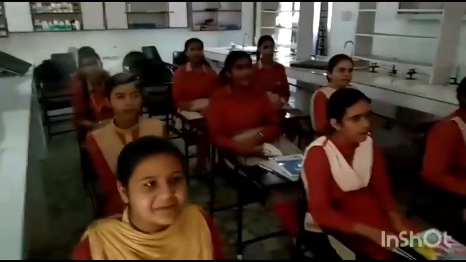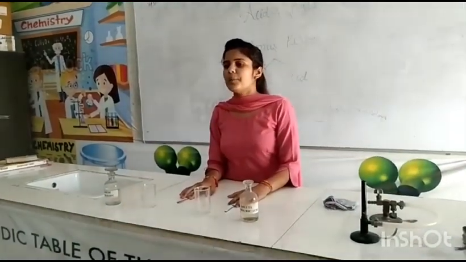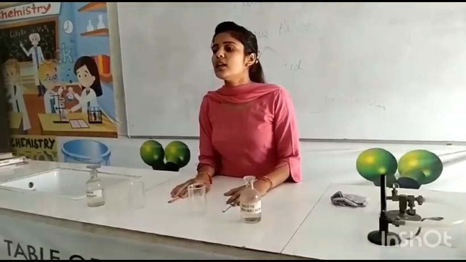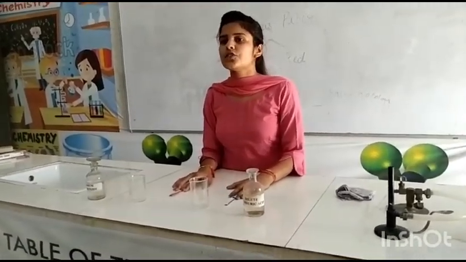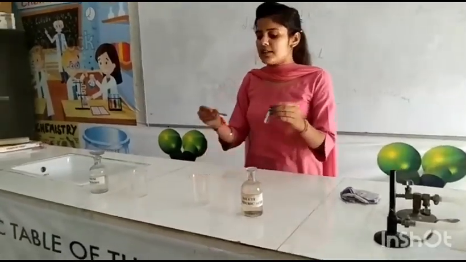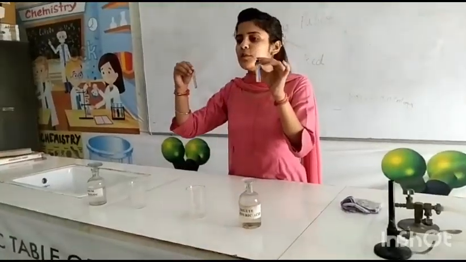Good morning, students. Good morning, ma'am. So today our experiment is how the litmus paper converts in acidic and basic solutions. What color conversion is there in the acidic and basic solution of litmus paper? Okay. So firstly, litmus paper has two colors. One is blue and the second is red litmus paper.